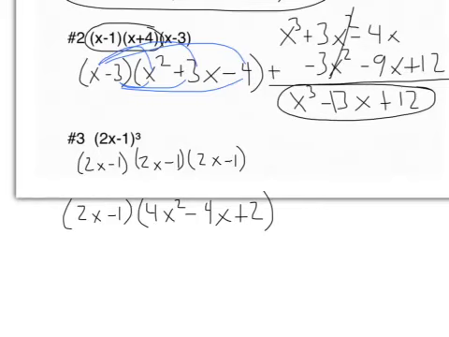And now I can do what I just did over here on the right-hand side with number 2. So I'm going to have 8x to the third, and then 2x times negative 4x could be negative 8x squared. 2x times 2 gives me 4x.